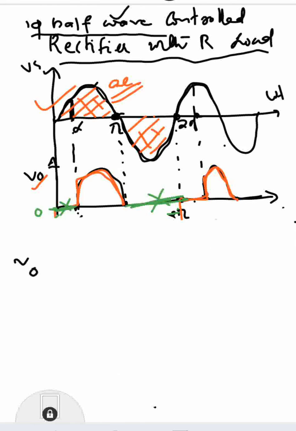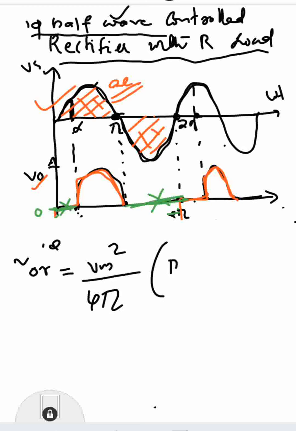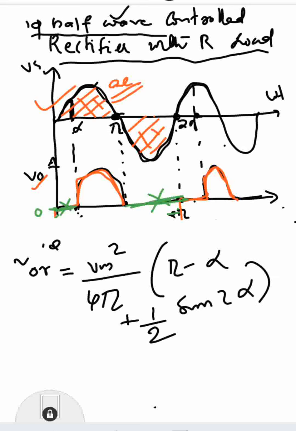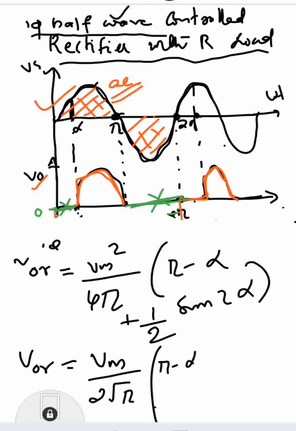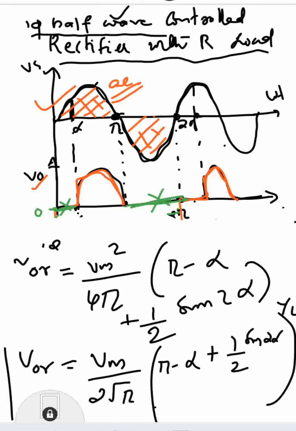You can square both the LHS and RHS to avoid the root. After squaring, V0r square is equal to Vm square divided by 4 pi times (pi minus alpha plus 1 by 2 sine 2 alpha). So V0r is equal to Vm divided by 2 root pi times (pi minus alpha plus 1 by 2 sine 2 alpha) the whole raised to 1 by 2. So this is the expression for the RMS value.